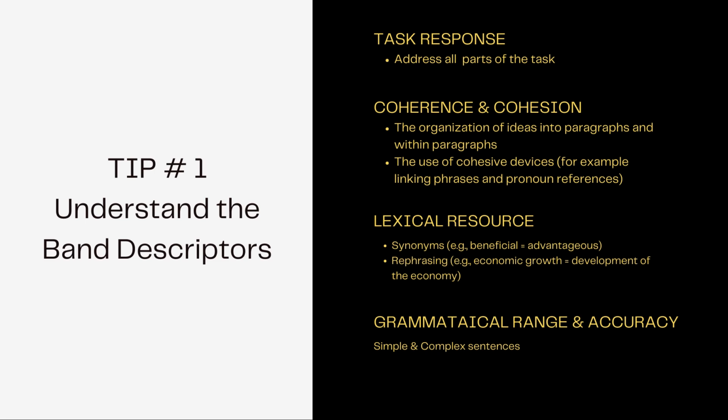Second thing is coherence and cohesion. So coherence and cohesion means that you have to link the ideas logically, and you have to make these logical connections into paragraphs and within paragraphs. You can also use cohesive devices, nonetheless, in addition to, as well as, to make your writing more impressive. So this is the cohesion part, in which you will link the ideas with the help of cohesive devices.